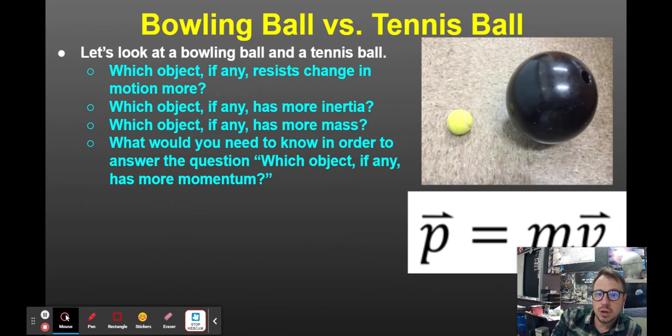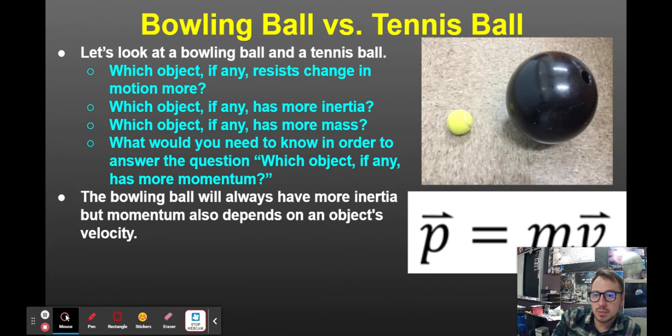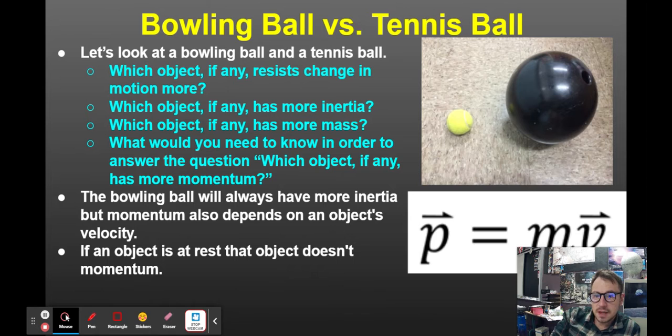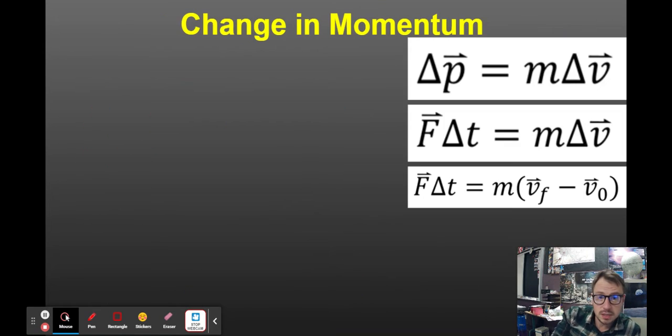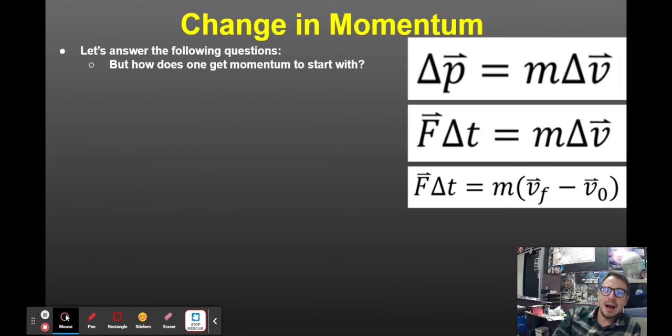Now, what would you need to know in order to answer the question, which object has more momentum? The bowling ball will always have more inertia, but momentum depends on an object's velocity. If an object is at rest, that object does not have momentum. So the last question is, under what condition could the tennis ball have more momentum than the bowling ball? Well, if the bowling ball isn't moving and the tennis ball is moving, then the tennis ball would have more momentum.